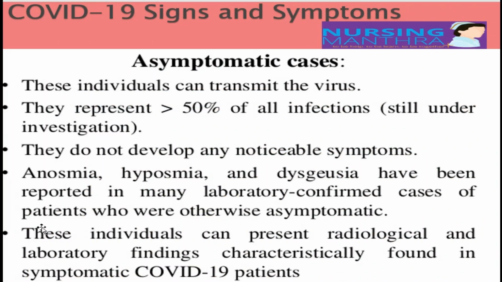Asymptomatic cases are more common. These individuals can transmit the virus. They represent more than 50% of all infections. They do not develop any noticeable symptoms. Anosmia, hyposmia and dysgeusia have been reported in many laboratory confirmed cases of patients who were otherwise asymptomatic. These individuals can present radiological and laboratory findings characteristically found in symptomatic COVID-19 patients.